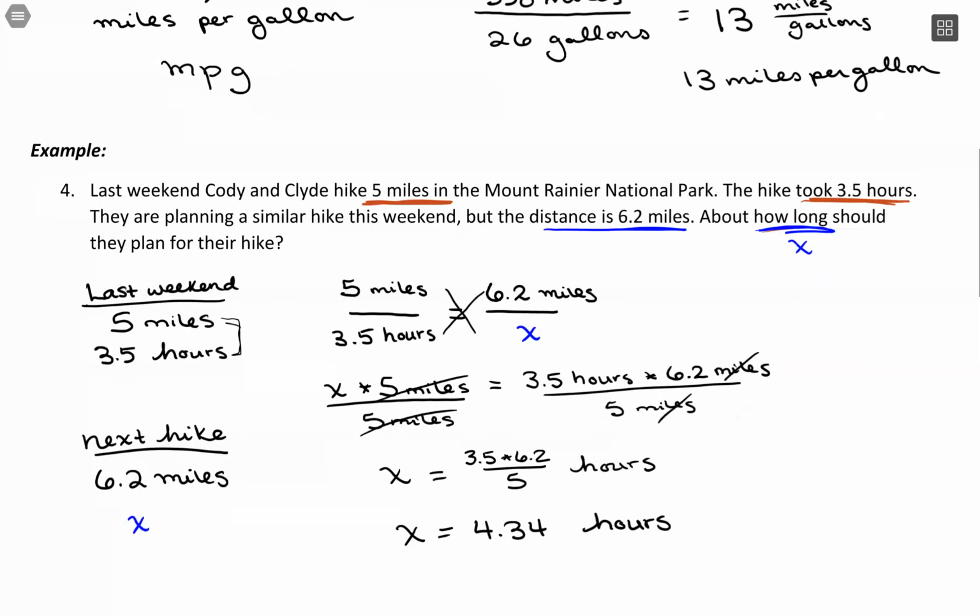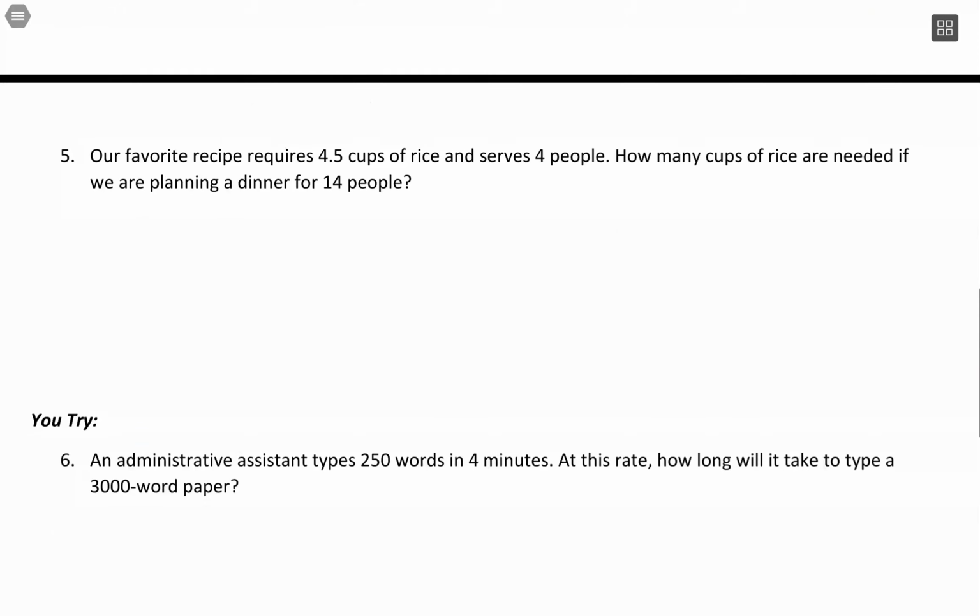Let's look at another example together. So here we're going to have a recipe, and for this first way that we're going to do it, we have 4.5 cups of rice matching up with 4 people. So those are two things that are going together in this problem. And then what we're doing is we then want to solve for cups of rice. So that's our unknown in this case when we have 14 people.